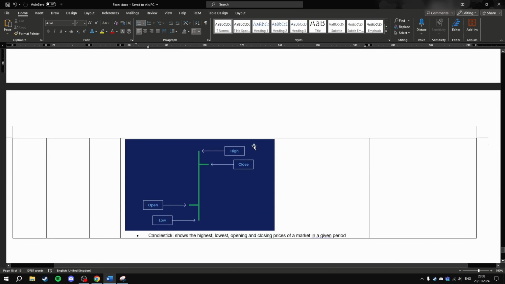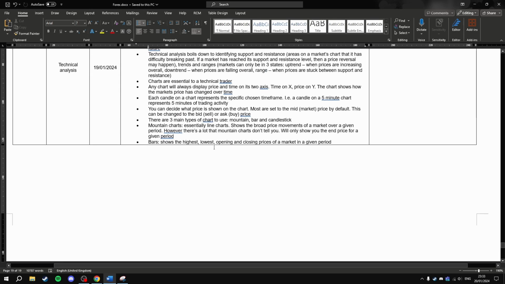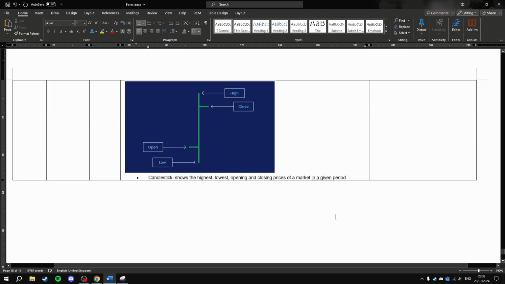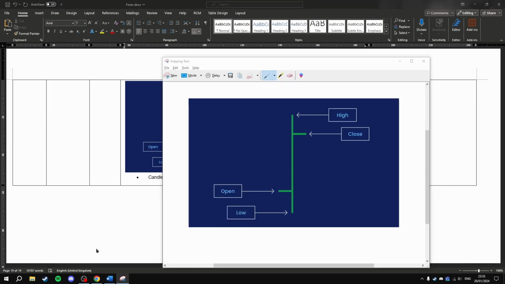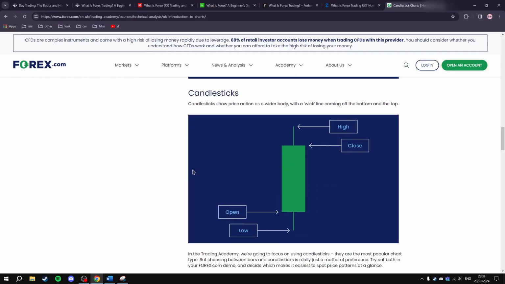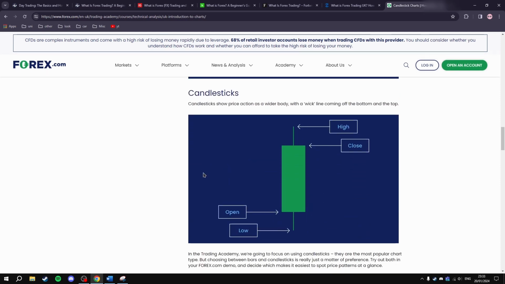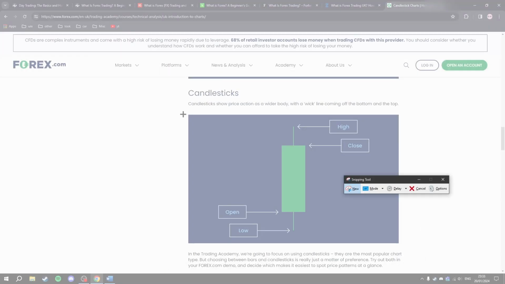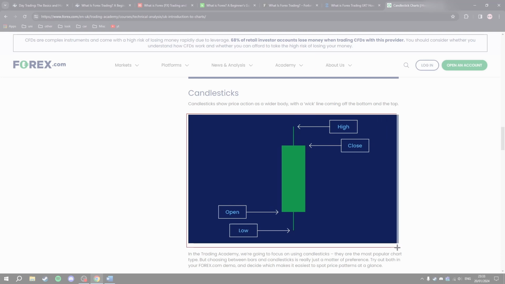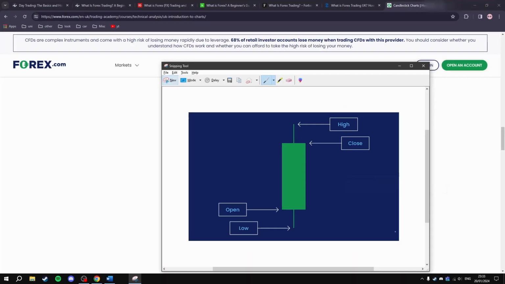Bars. Not bars, just do bar. Candlestick. Candlestick shows a price action as a wider body with a wick line coming off of the bottom and the top. That's the wick line, and that's the candle itself. It is very similar to the bars. It's just that center bit is a bit more.